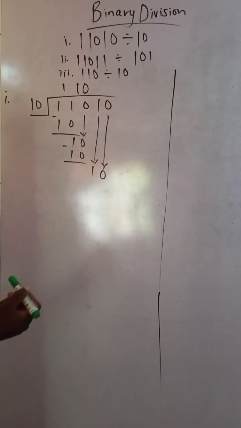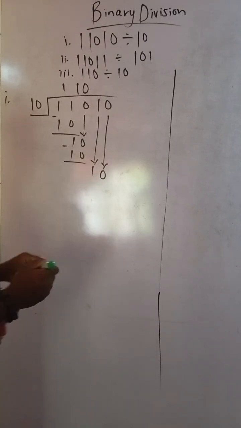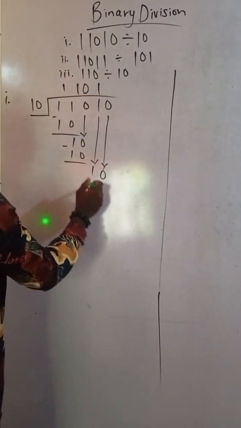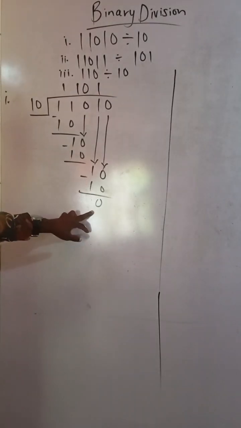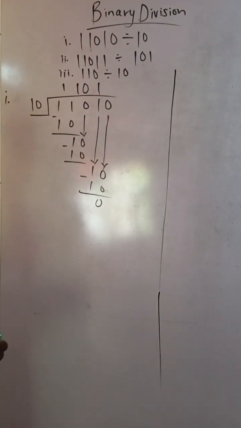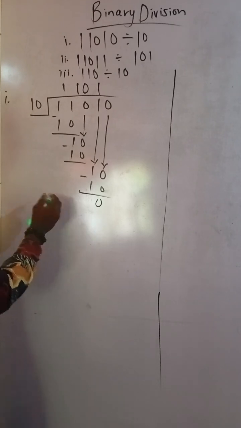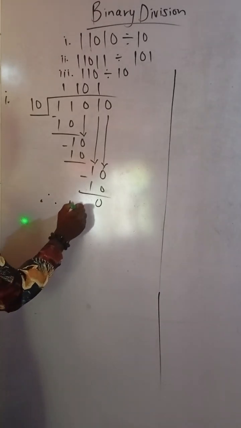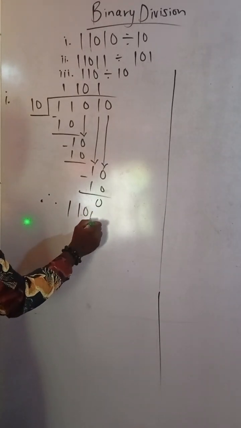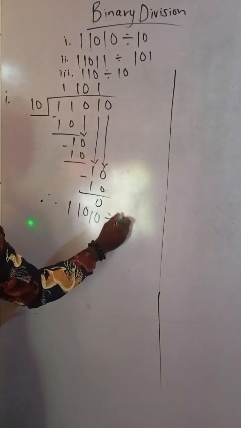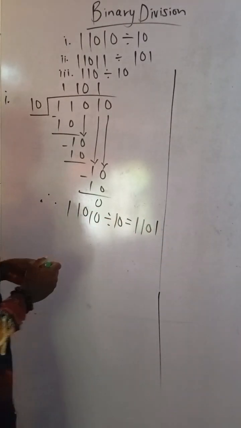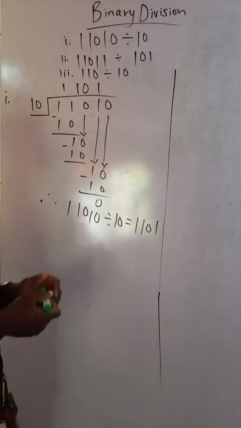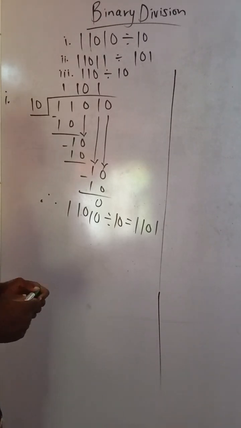I hope you understand. Now, you say 10 into 10 is 1. 1 times 10 is 10. Now you do your subtraction. Our remainder is 0. So this is the final answer. You can say, therefore, 1, 1, 0, 1, 0 divided by 10 is equal to 1, 1, 0, 1. Okay, that is that for the first one. I'll go straight to solving the second one.